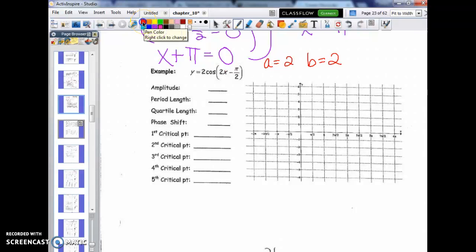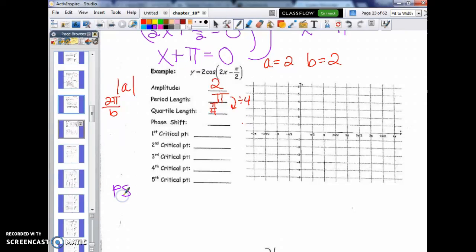All right. Here we go. Amplitude: absolute value of a. Absolute value of 2 is 2. Period length is 2 pi divided by b. So 2 pi divided by 2. The period length is pi. Now the quartile length: whatever the period length is, I divide by 4, and I get the quartile to be pi over 4.